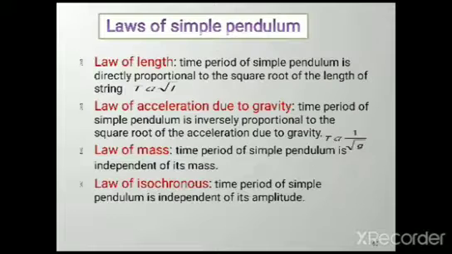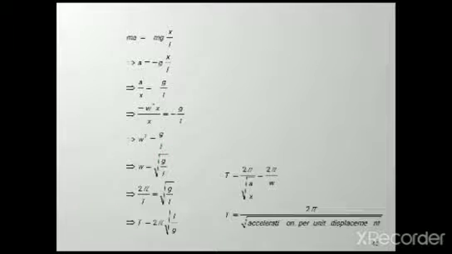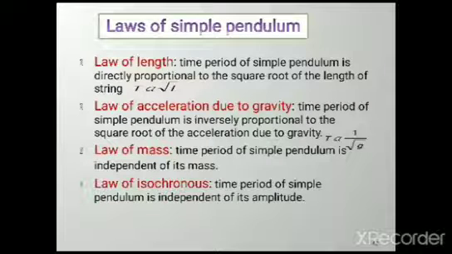From this equation, T is equal to 2π√(L/g). We can say that the time period depends upon length as well as gravitational acceleration. Time period does not depend upon the mass of a bob, nor does it depend upon amplitude. So from this we can form 4 laws of simple pendulum.